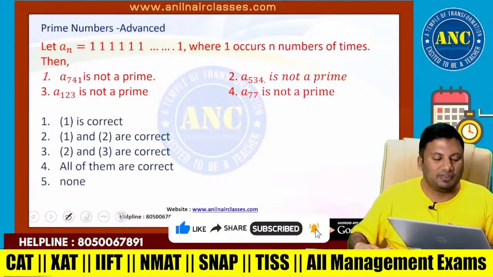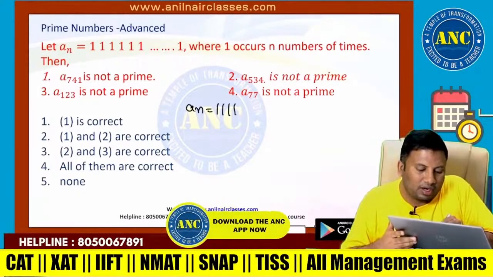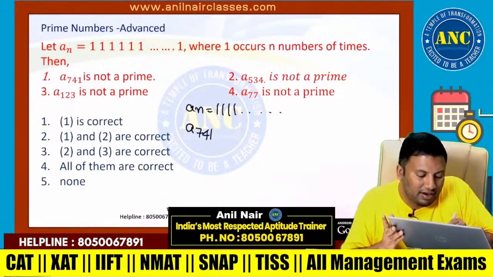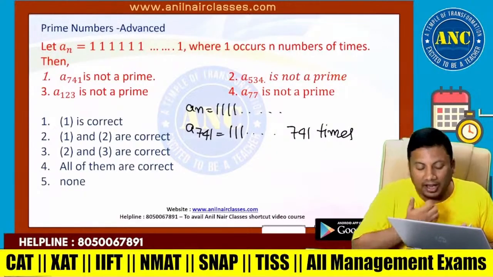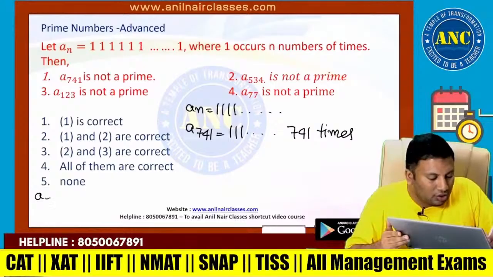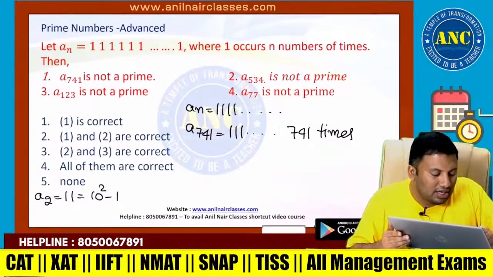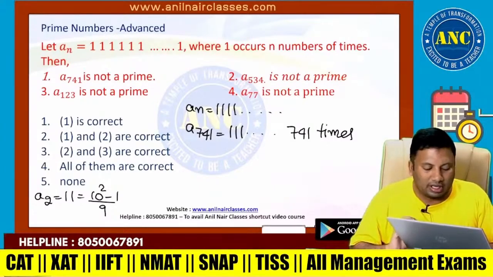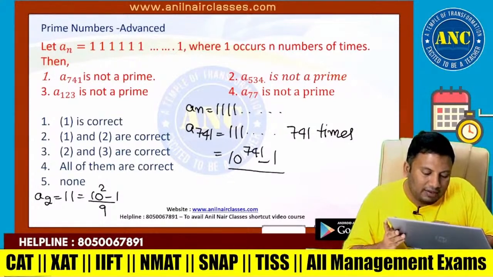Now, this is the question which I asked you. A741: A n is nothing but 111111 occurring n number of times. So A741 is 1 written 741 times. Suppose A2 is there, this is nothing but 1 written 2 times, 11, which is 99 by 9. If it is 741, then it is 10 power 741 minus 1 divided by 9.